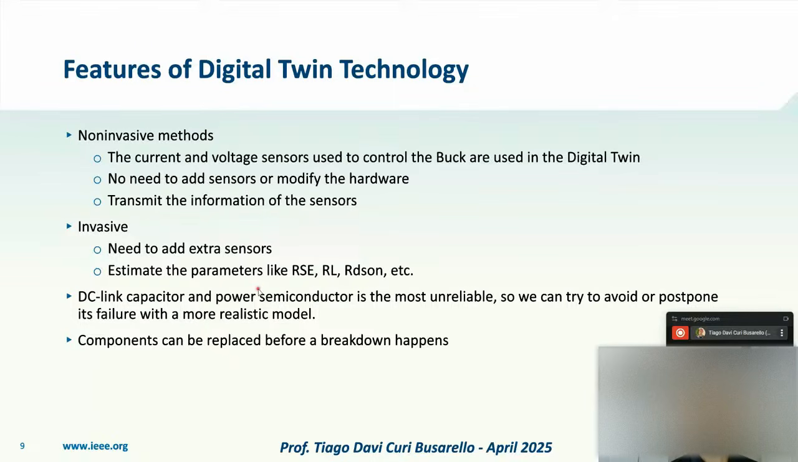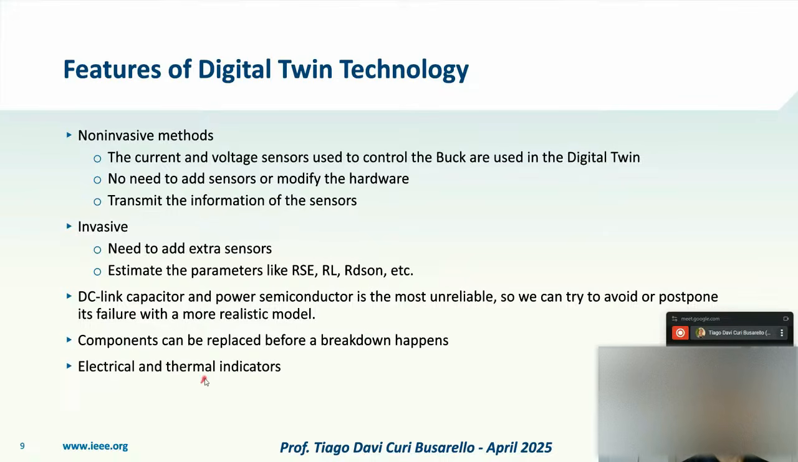We know some probabilistic models of when they will be damaged. If we notice in our digital twin that something is causing a dangerous situation to the capacitors, we can try to avoid it by changing the model or our parameters. And as a result, components can be replaced before a breakdown happens.